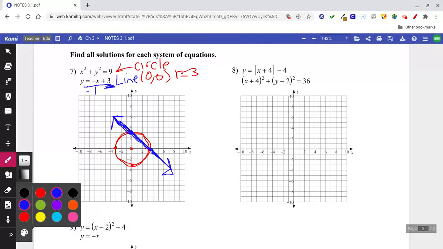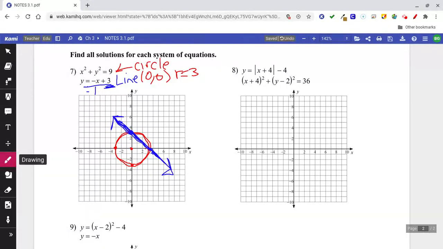We're looking for the points that are on both the circle and the line. And so I see one right here. That would be the point 0, 3. And I see another point right here. That would be the point 3, 0. Pretty neat. Look at number 8.